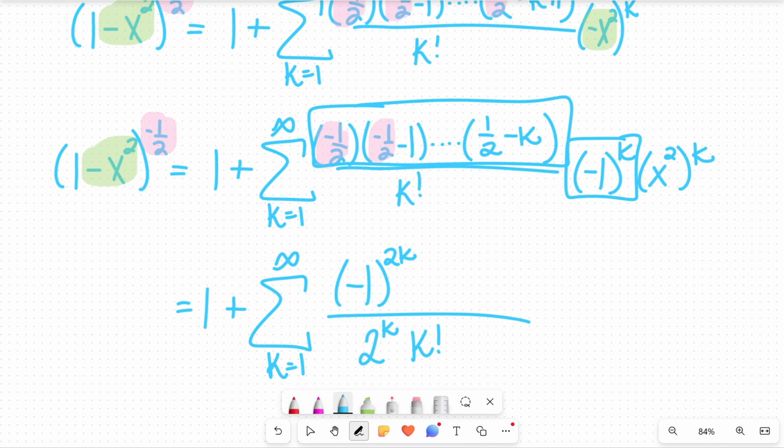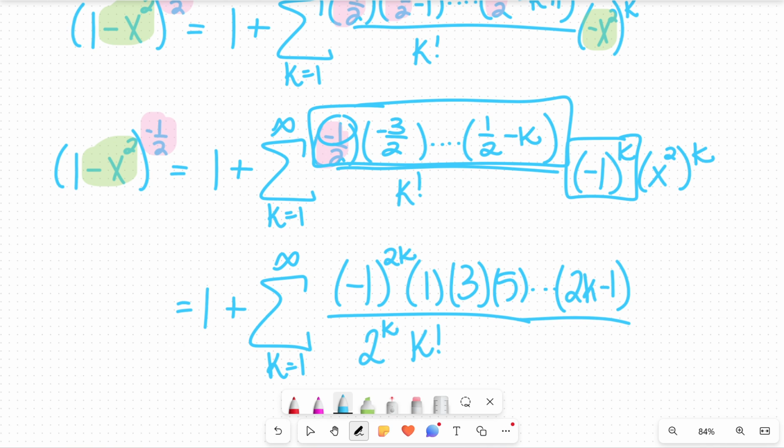Now in my numerator of these fractions, what I'm left with, this is negative 3 over 2. We'll see this pattern. All I'm left with is 1 times 3 times 5, and that continues until I get to 2k minus 1. And then don't forget, I still have this x to the 2k off on the end.